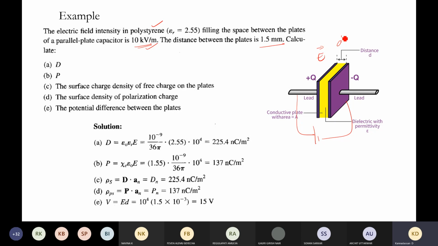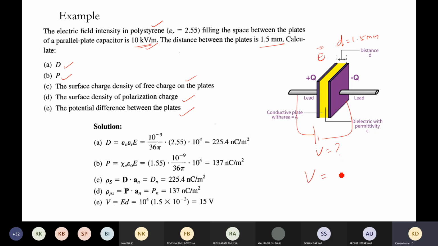The separation distance is given as D, which is nothing but 1.5 mm. Now we have to calculate the flux density inside the material, the polarization, and the surface charge density, or the total charge density available inside the dielectric material, and the polarization charges. The polarization charges come from the number of dipoles. And the potential between the two plates is nothing but the total voltage.